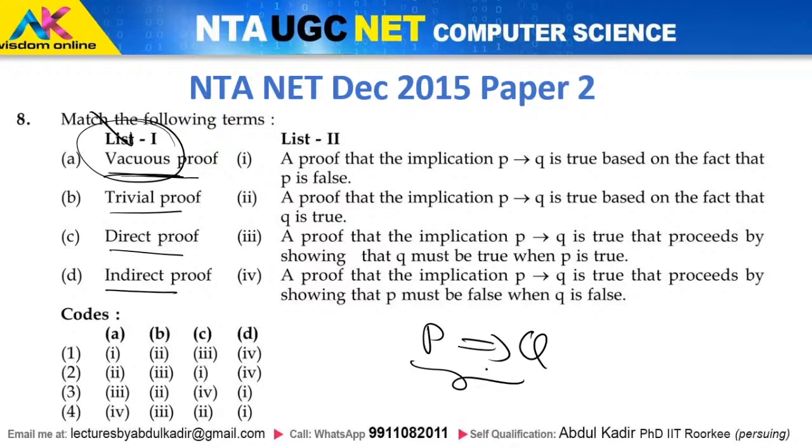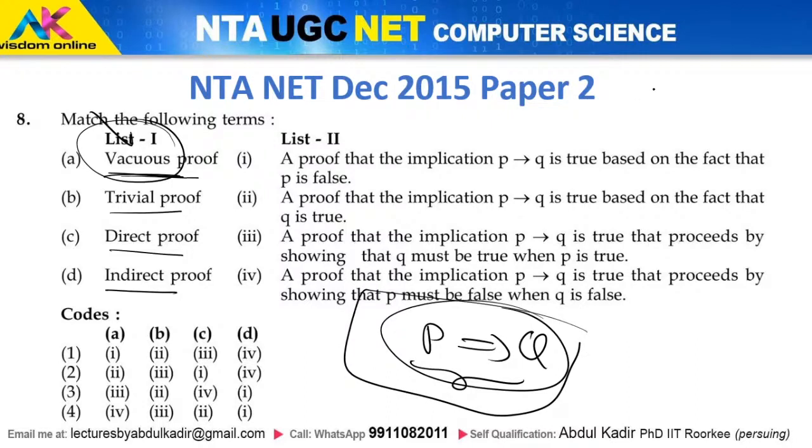If you see this statement, it says that if P is true, then Q is true. Remember, this statement does not say anything about what will happen if P is false. It does not say anything about the situation in which P is false. So if P is false, then this is automatically true. This is what we mean by vacuous.